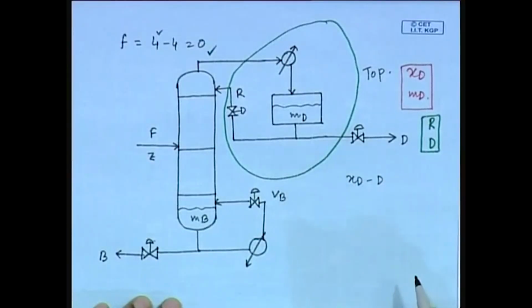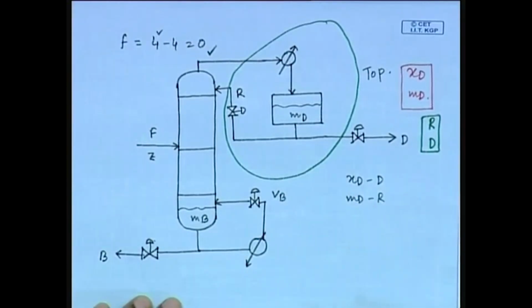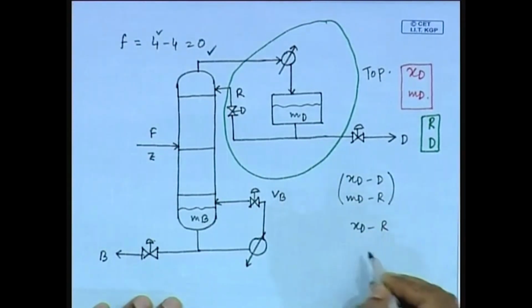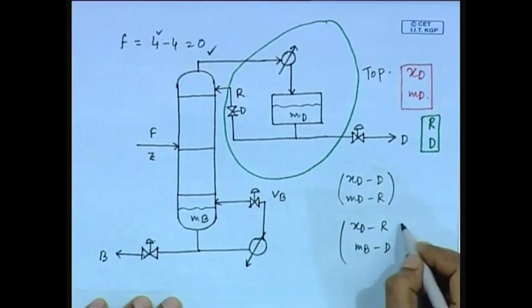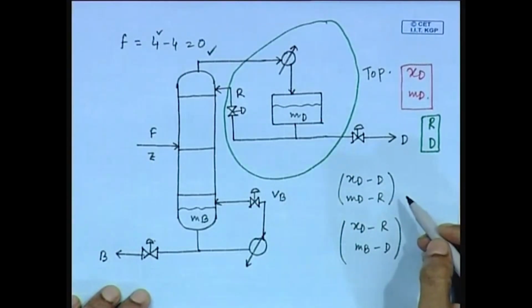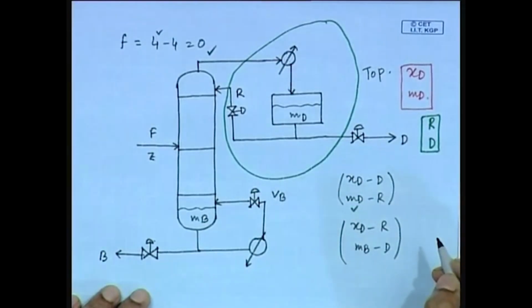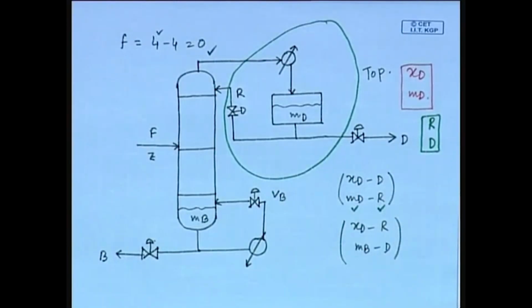We can pair xd, d and md, r. Another pair may be xd, r and md, d. So, these are two possible pairs. First, we will consider the first pair. We want to manipulate, suppose md, we want to control md by the manipulation of r. There is no problem, we can do that.